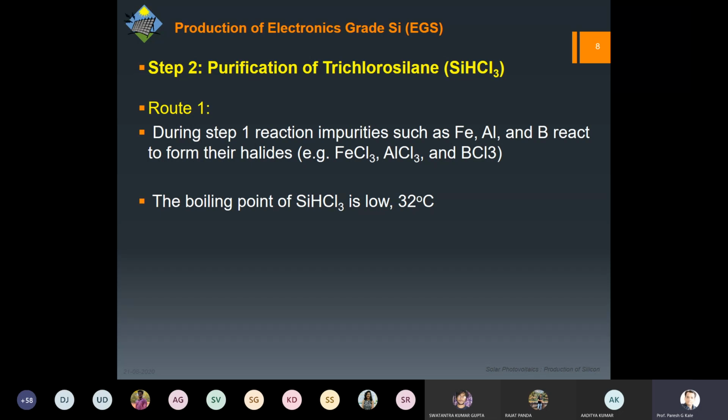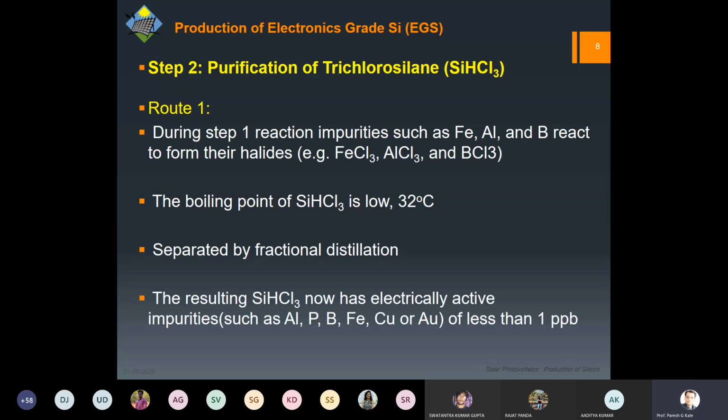So next, the boiling point of this trichlorosilane is very low, so we use fractional distillation. You have already studied it for petroleum products. So in a similar manner, this fractional distillation is carried out. Again, at different temperatures, different products which are formed in this whole reaction will be taken out.